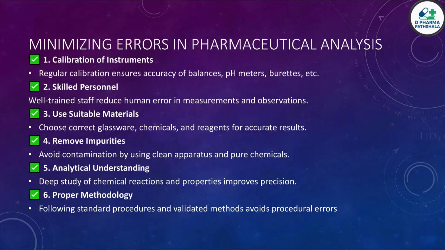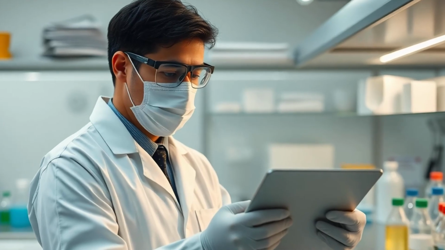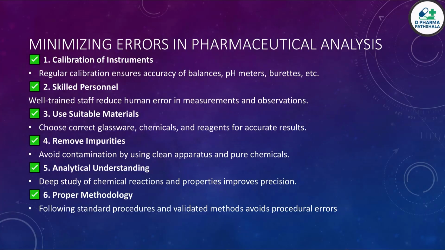Fifth, a clear understanding of chemical principles and reactions improves how we interpret results, minimizing misjudgments. Finally, following a proper standardized method is crucial. Deviating from standard procedures often leads to inconsistent or wrong results. By applying all these practices together, we can achieve more accurate, precise, and reliable outcomes in pharmaceutical chemistry.